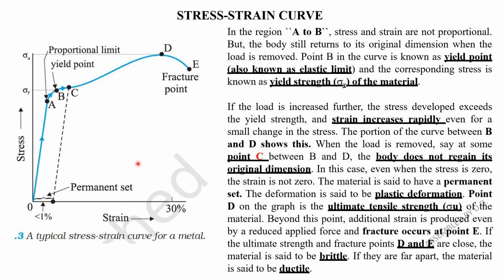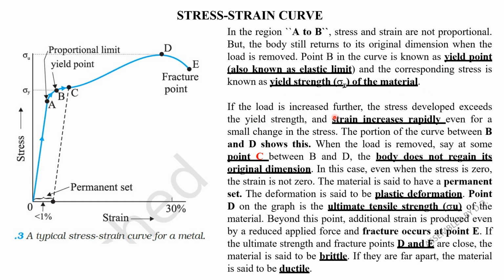So the region O to A, what we have seen, is the proportional limit. Stress is directly proportional to strain. Then let us move on to A to B. In the region A to B, stress and strain are not proportional, but the body still returns to its original dimension when the load is removed. Point B in the curve is known as the yield point, or it is also known as the elastic limit. O to A is the proportional limit, whereas B is known as the yield point or elastic limit, and the corresponding stress is known as the yield strength of the material.